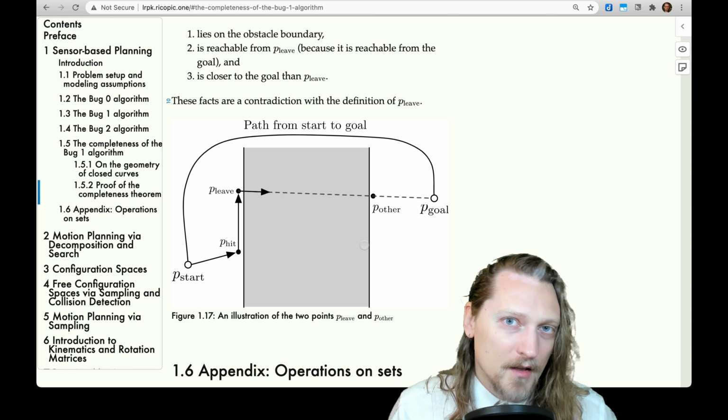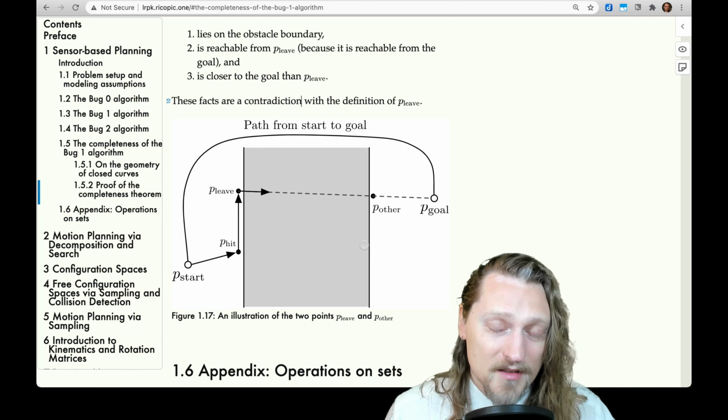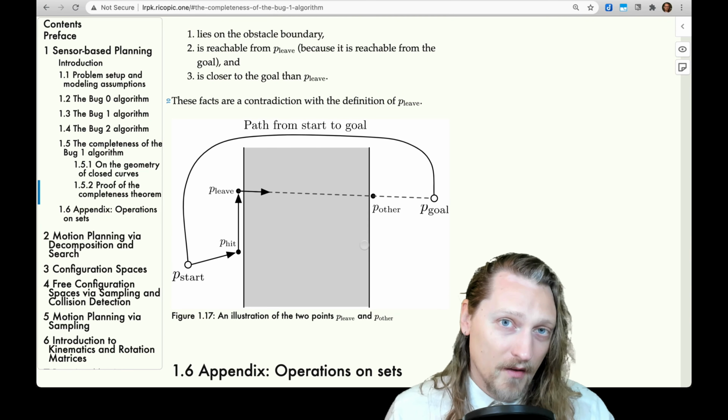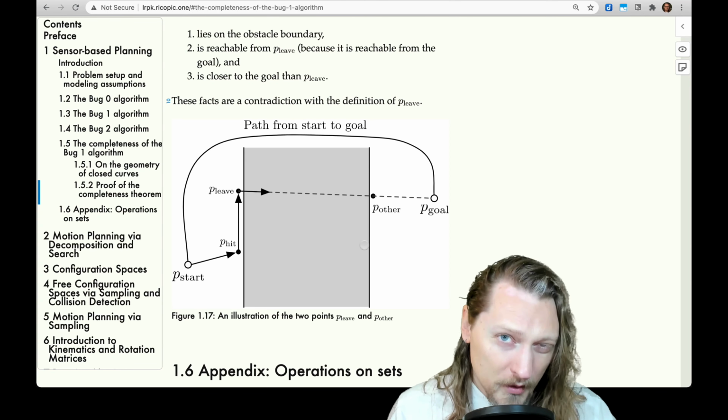All right. That's all we've got for this chapter. There's also an appendix on operations on sets, and I do recommend you check that out as well, even though it's just a lowly appendix.